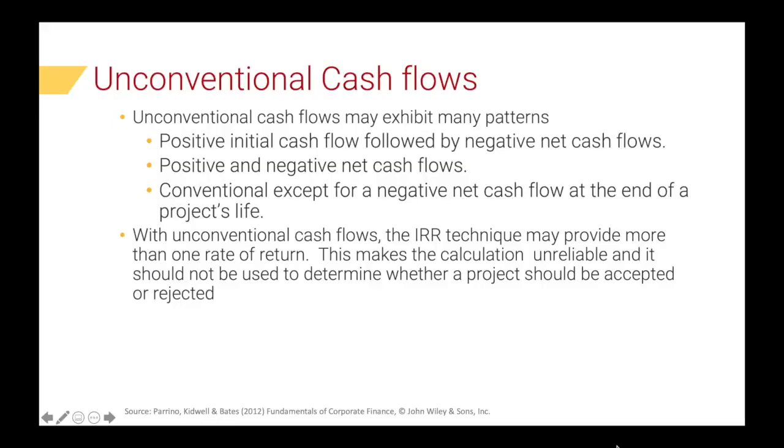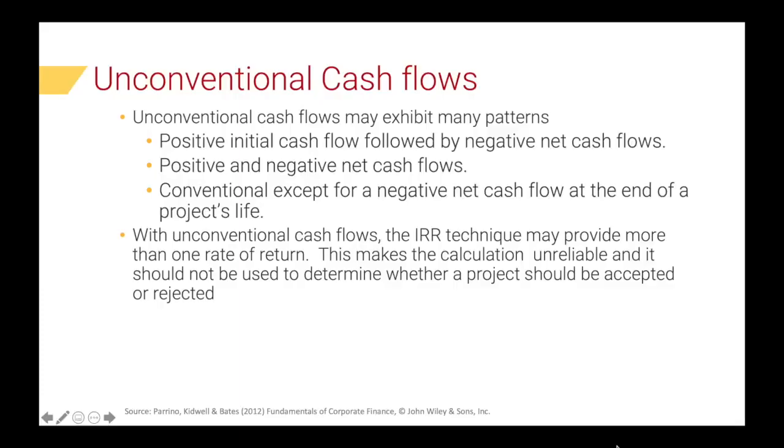It could be a positive initial cash flow followed by negative net cash flows, or you could have positive and negative net cash flows, or it could be conventional except for a negative net cash flow at the end of the project's life. With unconventional cash flows, the internal rate of return technique may provide more than one rate of return. This makes the calculation unreliable, and it should not be used to determine whether the project should be accepted or rejected.